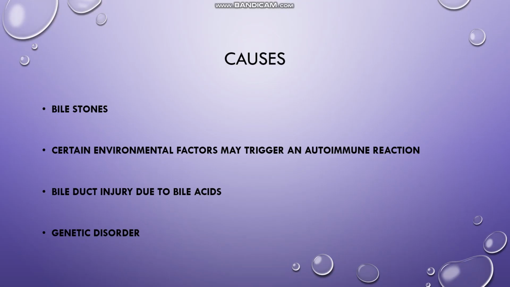Now, the causes of cholangitis. The major cause is bile stones. These bile stones basically obstruct the flow of bile throughout the bile tree and cause inflammation, scarring and strictures. There are certain factors that trigger the autoimmune disorder, like gut dysbiosis, infections, dietary components, lifestyle and toxic chemicals. The third one is bile duct injury due to bile acids. These bile duct injuries lead to inflammation, scarring and sometimes oxidative stress as well. And this oxidative stress leads to cancer and cirrhosis.